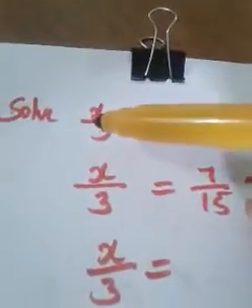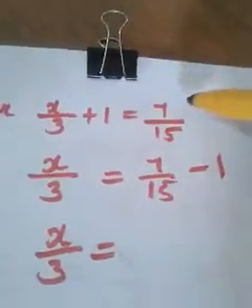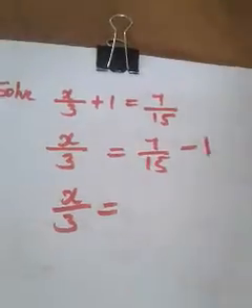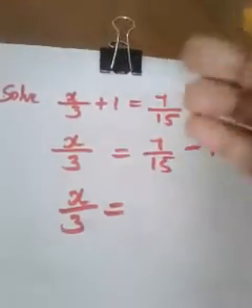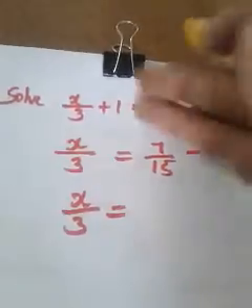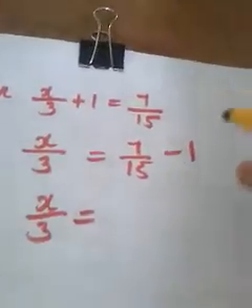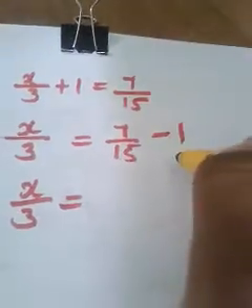So what I did here, make x by 3 in the left side, and the right side is 7 by 15. And take this plus 1 to the right side as always. This type of question we solved. Only the difference is the numbers may be different, the question pattern is different, but the same concept we are using here. And here we have to calculate 7 by 15 minus 1.